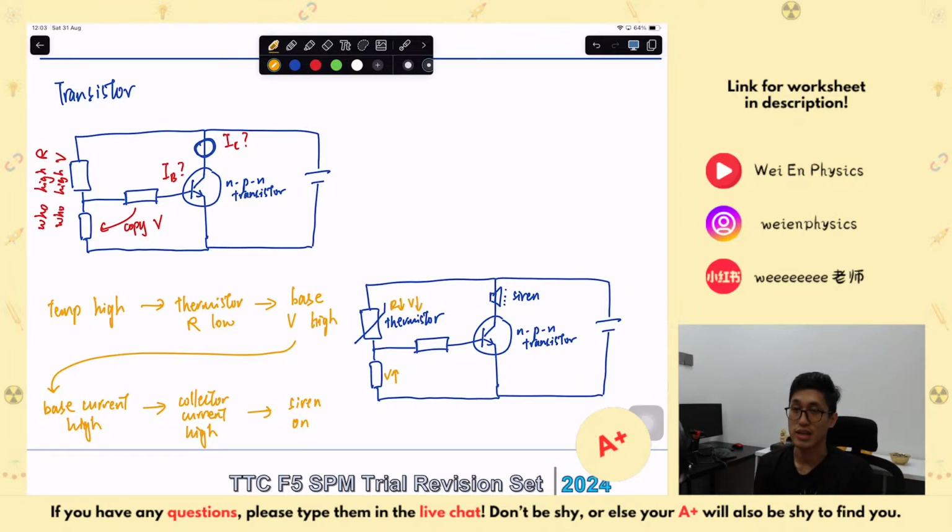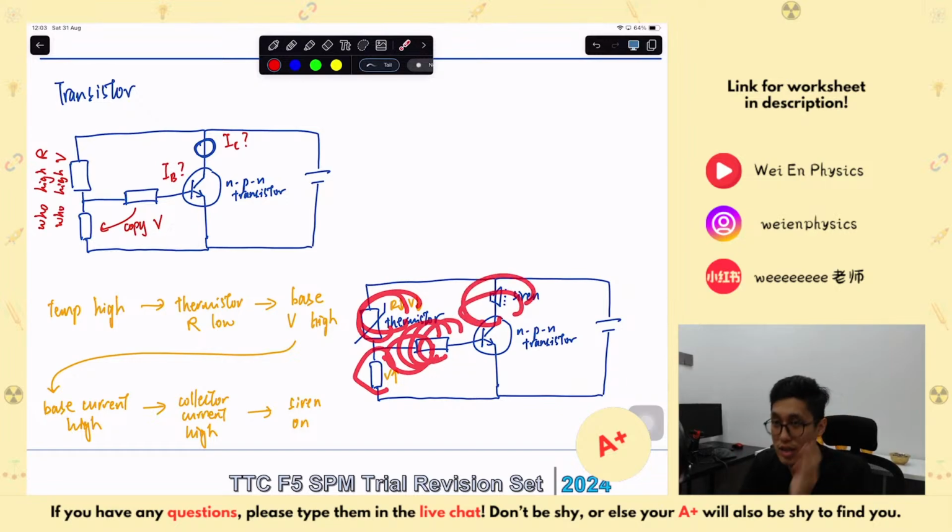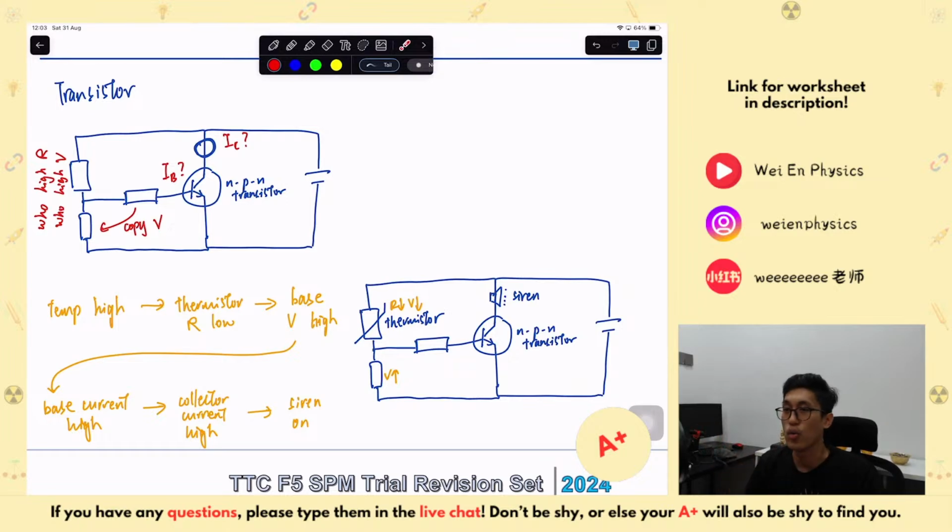Automatically, a fire alarm. So you use the same idea for any automatic circuit. You just say, if this thing is like that, then the voltage is like that. If this voltage is like that, then this voltage is like that. If the base voltage is like that, then the base current is like that. If the base current is like that, then the collector current is like that. If the collector current is like that, then whatever turns on or turns off. Always the same. You can try this with any question. It will always work. Okay?